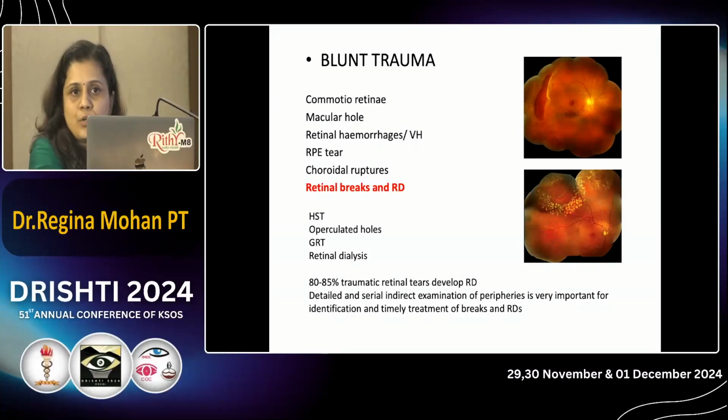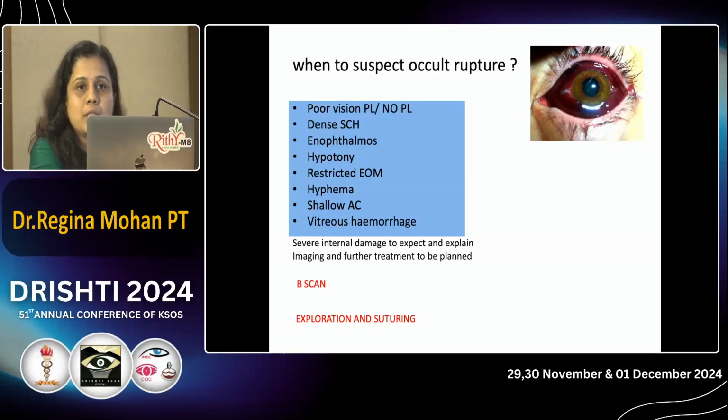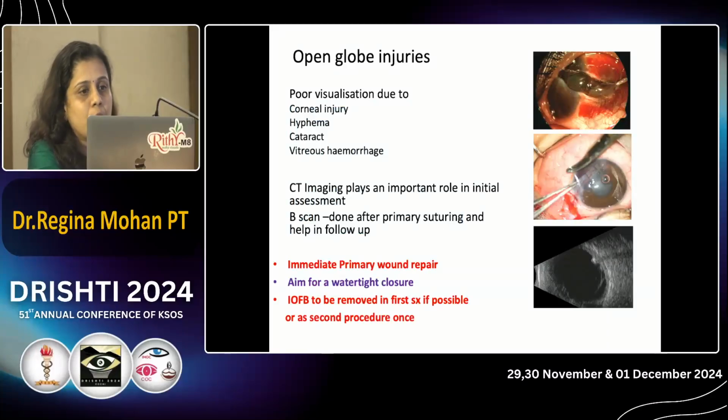So do a detailed fundus examination with the peripheral indirect ophthalmoscopy, identify the breaks and do barrage as soon as possible. And whenever you suspect occult rupture, you know all the findings of an occult rupture, do a very gentle B scan, find out any disruption of the scleral coat, and if you have any suspicion, always go for a controlled exploration with suturing.